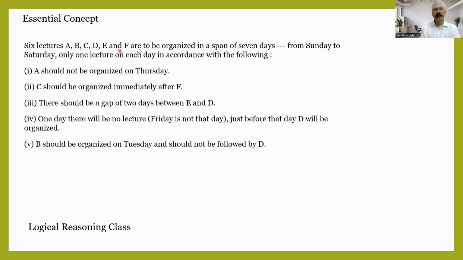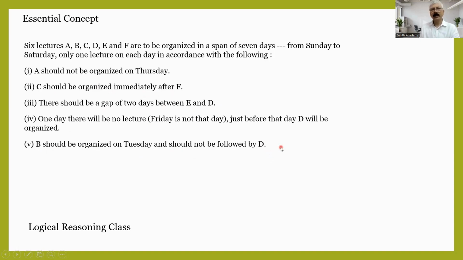6 lectures A, B, C, D, E, and F are to be organized in a span of 7 days from Sunday to Saturday. Only one lecture on each day in accordance with the following. A should not be organized on Thursday. C should be organized immediately after F. There should be a gap of 2 days between lecture E and D. One day there will be no lecture. Friday is not that day. Just before that day, D will be organized. B should be organized on Tuesday and should not be followed by.